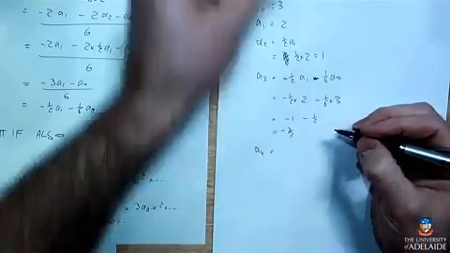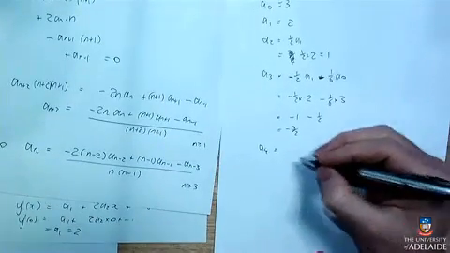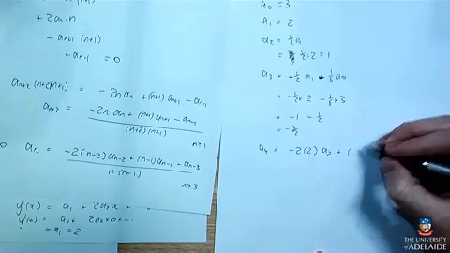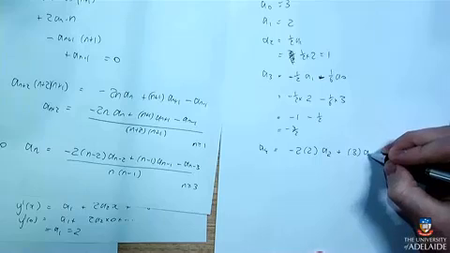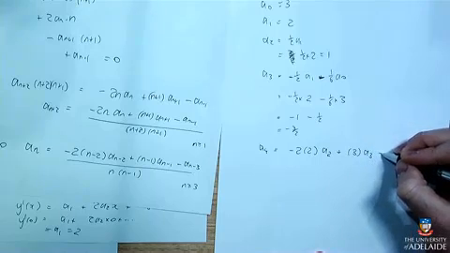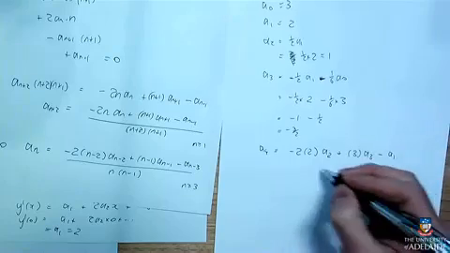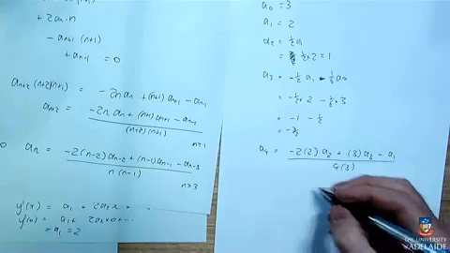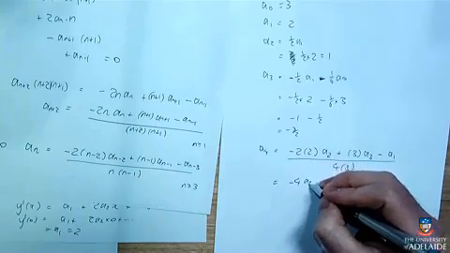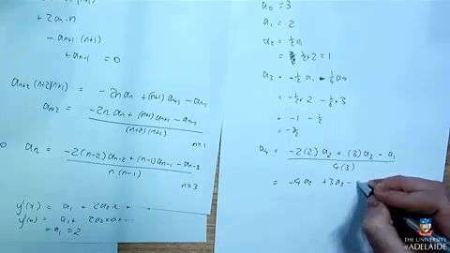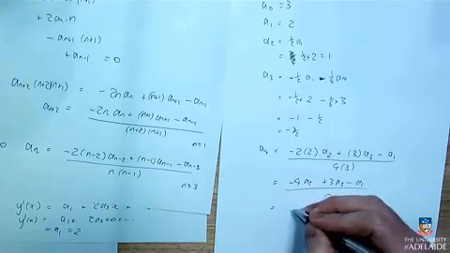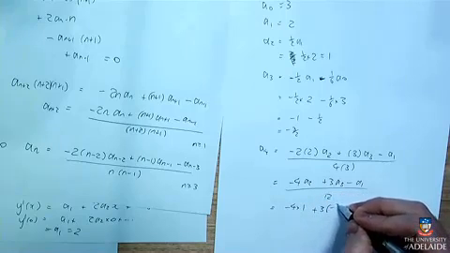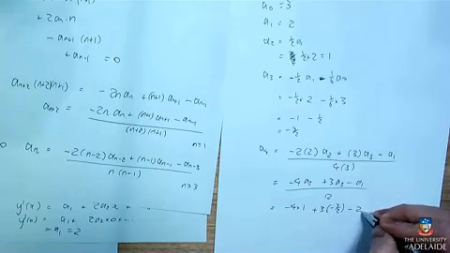So A4, according to my formula, should be minus 2 times 2A2 plus 3A3 minus A1 over 4 times 3, just subbing into this formula here when n is 4, which is minus 4A2 plus 3A3 minus A1 over 12. And I know what all of those numbers are. A2 was 1, and A3 was minus 3 over 2, and A1 was 2.